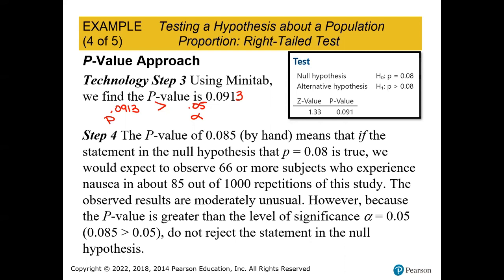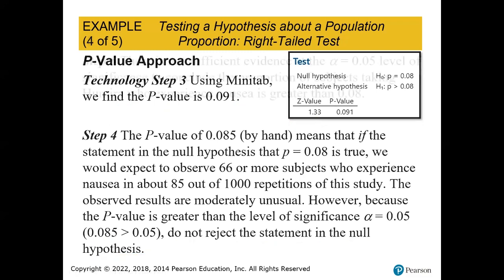We have, if I read this, P greater than alpha, so it's not less than, can't reject, do not reject the null. So that is what you say in step 4, do not reject the null. P is greater than my level of significance, therefore do not reject the null.